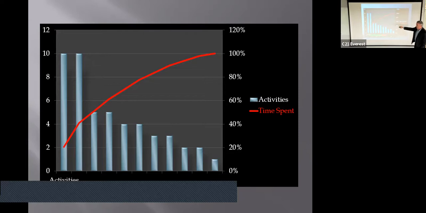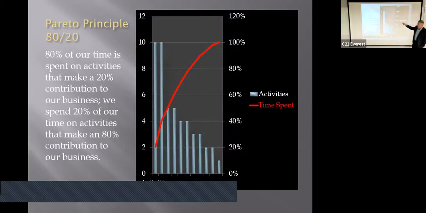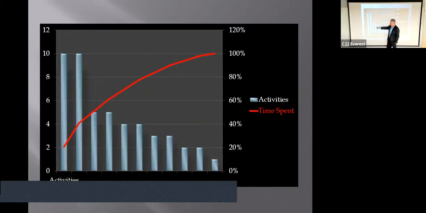Now, with that in mind, let me go back to C. Northcote Parkinson. Time spent on any item of an agenda will be in inverse proportion to its importance. The amount of time you spend on things in activities, which is why we call this the activities management class, the time you spend on the activities will be in inverse proportion to their importance. You're going to spend a whole bunch of time on things that really aren't going to make a whole lot of impact to you, but you'll spend very little time on the things that are going to make you a ton of money.